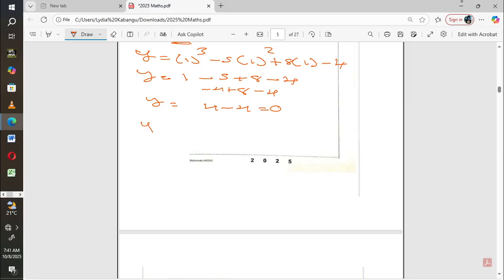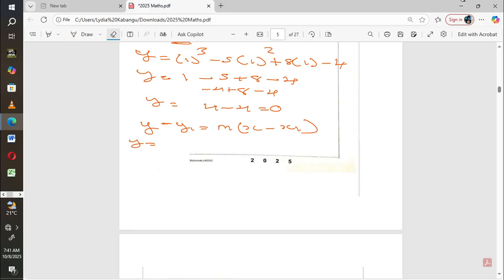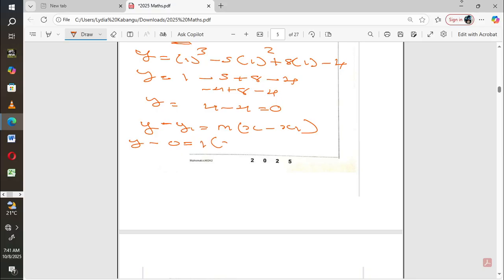For the tangent of the equation, we're going to use this formula: y minus y1 equals m open bracket x minus x1. This is the formula that we have to use. So y minus our y1, we've calculated y to be 0. So y minus 0 equals our gradient, which we calculated to be 1, open bracket x minus our x1, which we've been given is 1. I've made a mistake again.